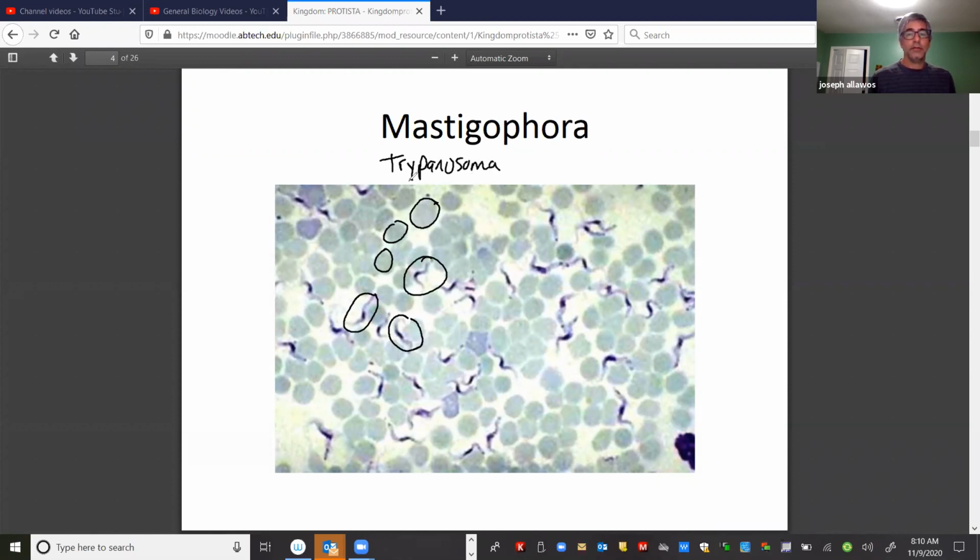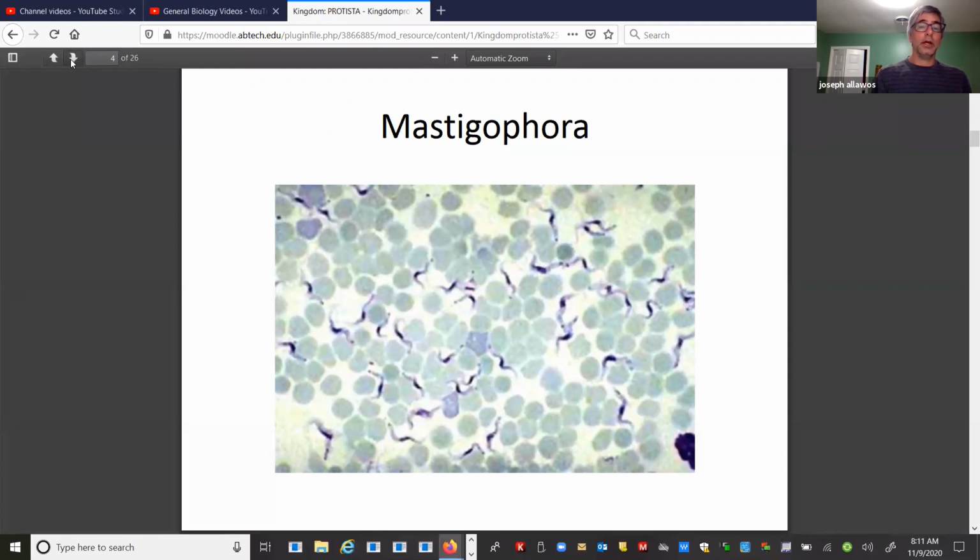And again, you don't have to know the genus name. You would just know that Mastigophora are the flagellates. This is the parasite that causes African sleeping sickness in Africa and Chagas disease in South America. And this is not a parasite that you want. This one can kill you untreated and commonly does kill its host. There is treatment, but of course, if you live in a third world country, there's probably not treatment.